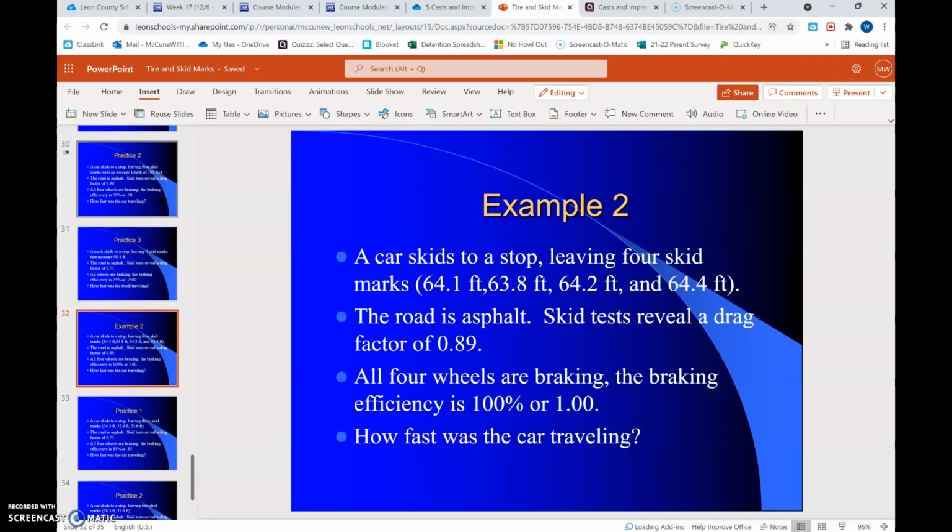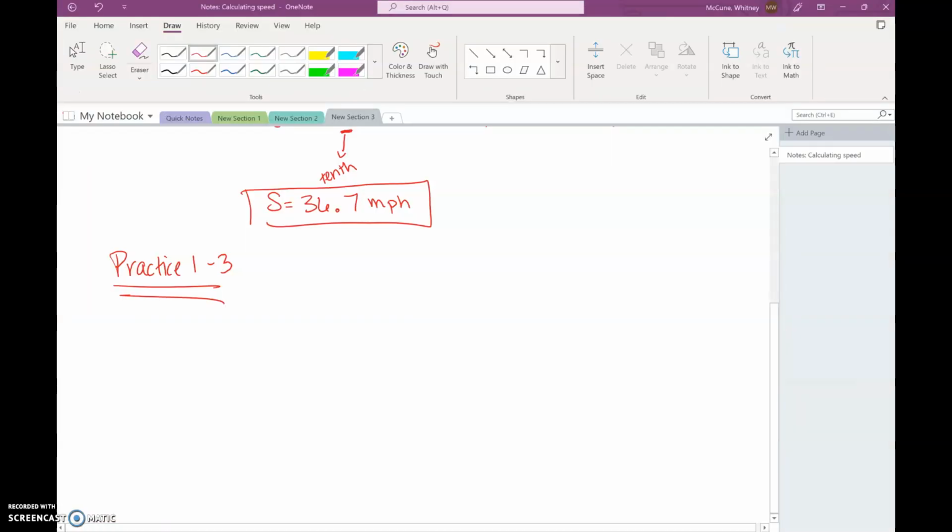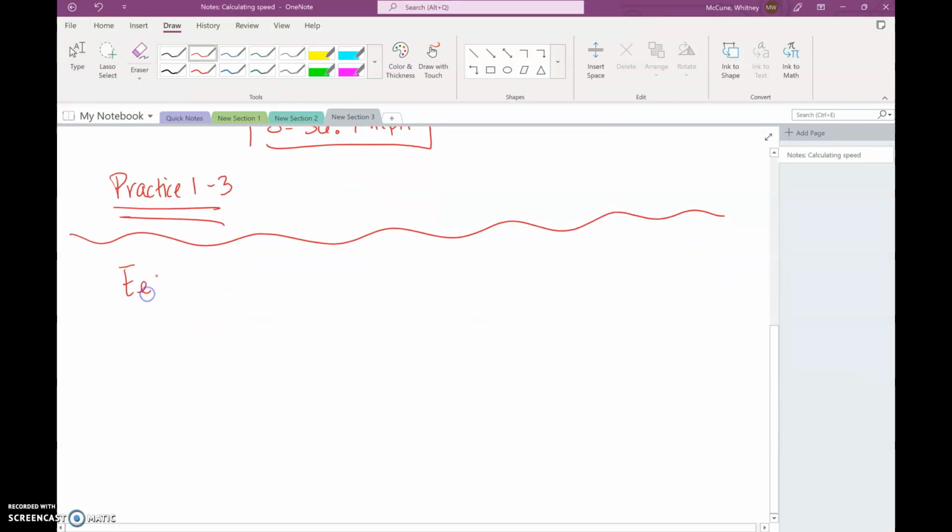So it's the same thing we did before, using the speed equals square root of 30DFN, but this time we're going to add an extra step at the beginning, and we're going to have to find the average skid mark length first. So here in example 2, it says a car skids to a stop, leaving 4 skid marks, 64.1 feet, 63.8 feet, a third one is 64.2 feet, and then the last one is 64.4 feet. So let's go ahead and in our notes, this is example 2.